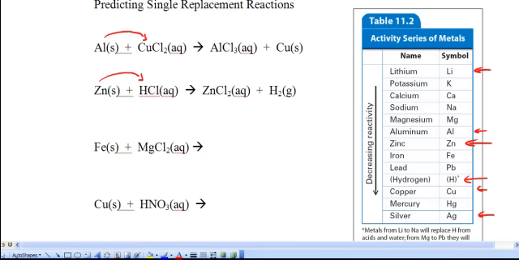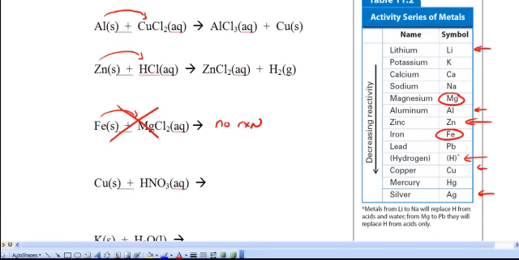Now in this third reaction, you have iron that's trying to replace the magnesium. If you locate the iron, iron is right there. Magnesium is more active than the iron. So the iron cannot replace the magnesium in magnesium chloride. So we're just going to write no reaction. That does not occur. Can't occur. It's impossible.